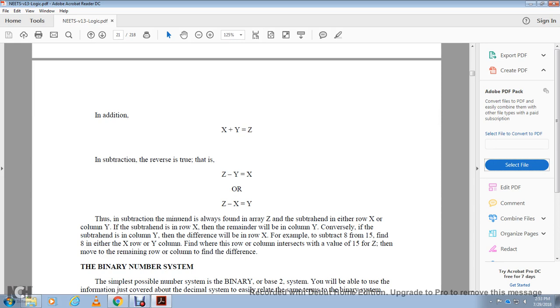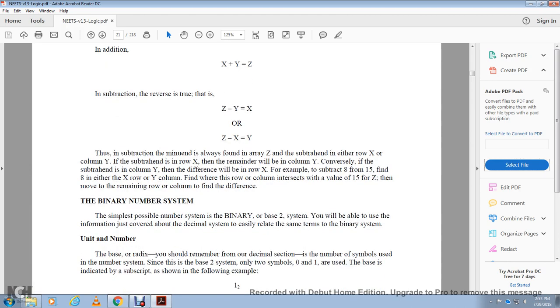For example, to subtract 8 from 15, find the subtrahend in either the x row or the y column. Find where the row and column intersect with the value of 15 for z. Then move to the remaining row or column to find the difference. Next, the binary number system.